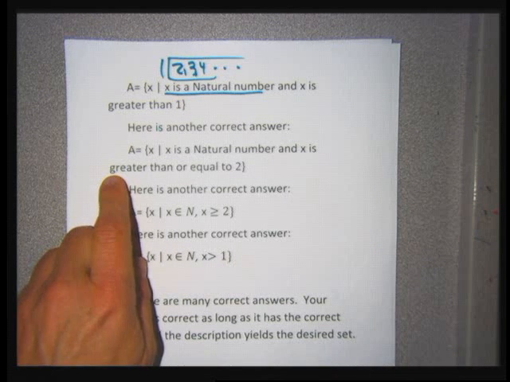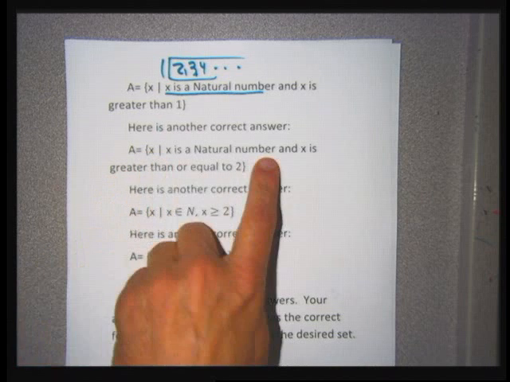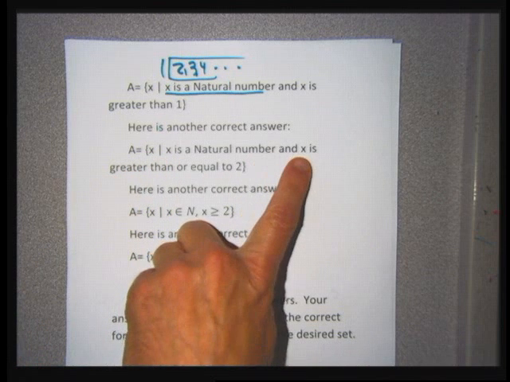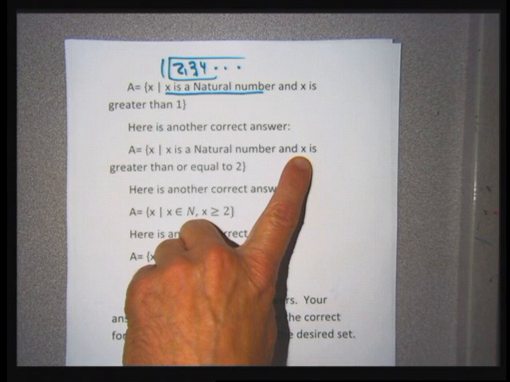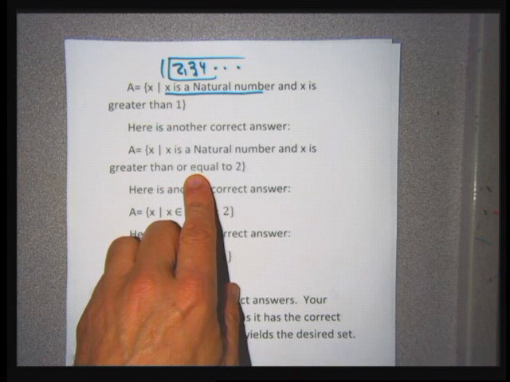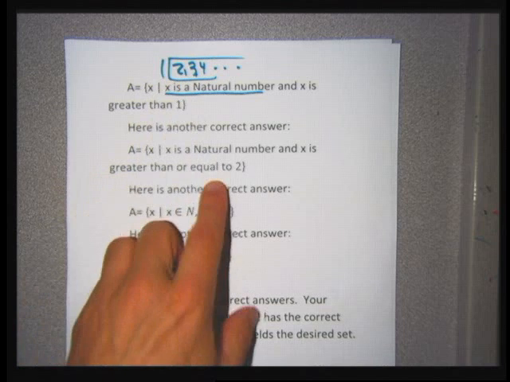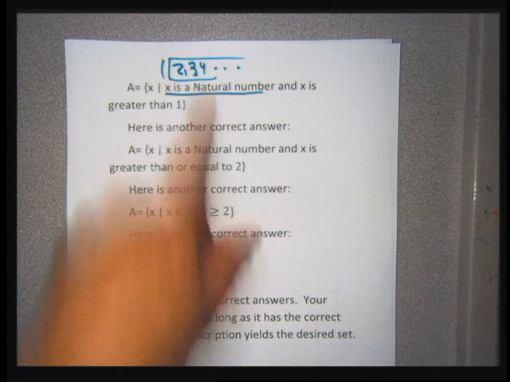Another way to do this, again, is more the wordy way. Same beginning, X is a natural number, and then after the and, instead of greater than 1, I wrote greater than or equal to 2. Those are exactly the same when we're dealing with natural numbers. Greater than 1 doesn't include the 1, starts with the 2. Greater than or equal to 2 starts with 2 and goes on.